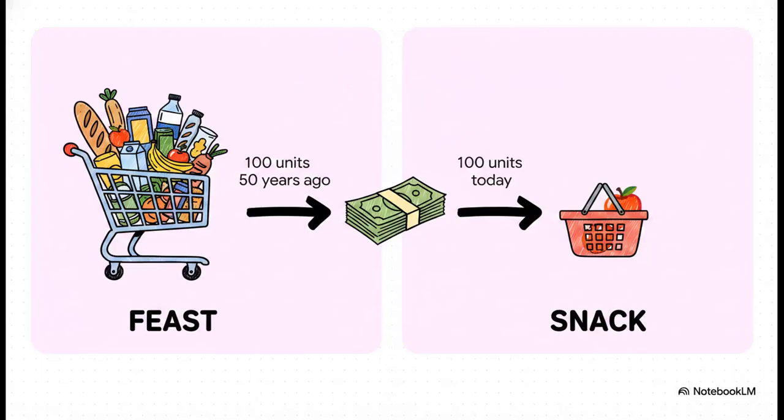Let's actually look at this comparison. Take the exact same 100 units of currency from decades ago versus today. The purchasing power of the past gave you an absolute feast. The present gives you, well, basically a snack. Your currency is constantly, quietly losing its strength. And this isn't just bad luck. This is a mathematical phenomenon, and it's called inflation.